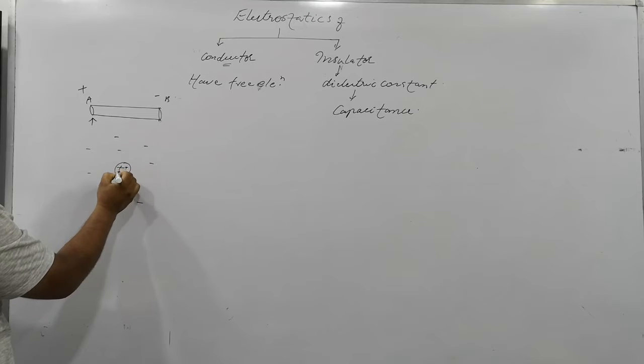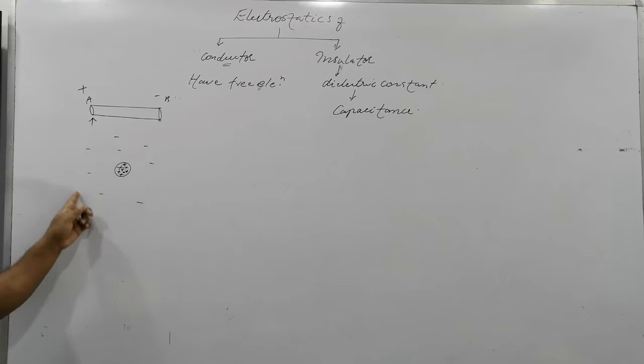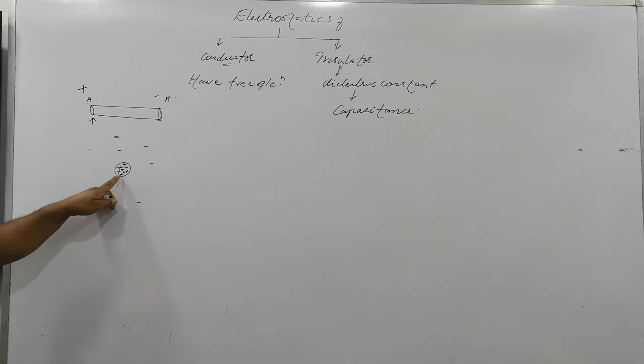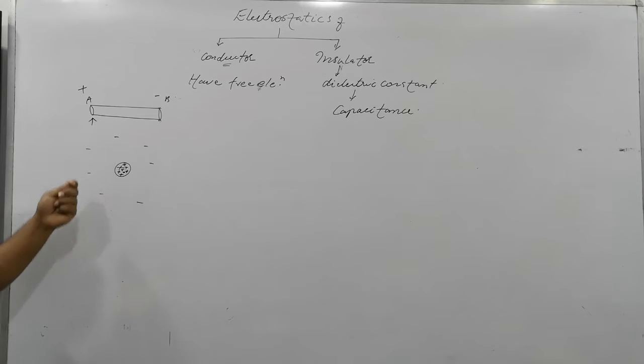This is the positive nucleus, and this is the cloud of electrons. The electrons which are loosely attached to the nucleus start drifting under the field. This is what we mean when we say the conductor has free electrons to move.